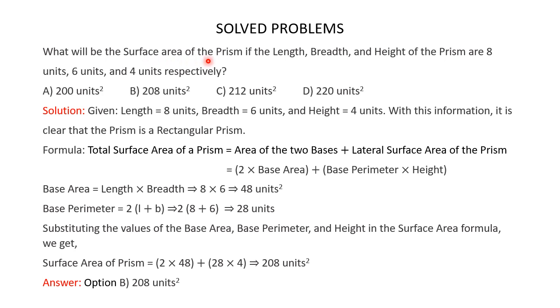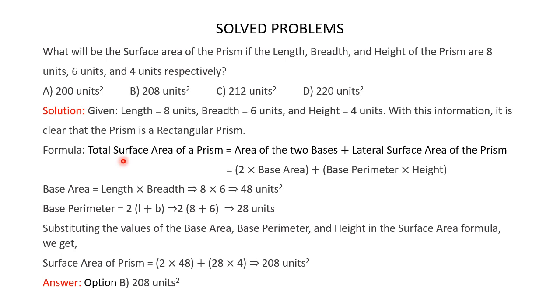What will be the surface area of the prism if the length, breadth and height of the prism are 8 units, 6 units and 4 units respectively? Here you are given 4 options and you have to find out which of these options is the correct one. So here you are asked to find the total surface area of the prism.